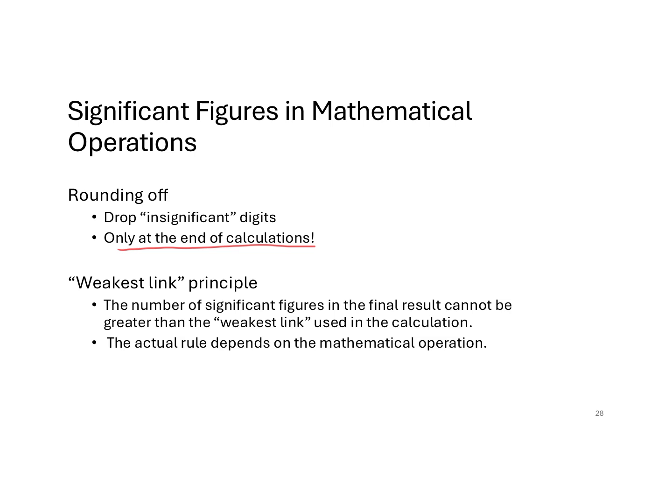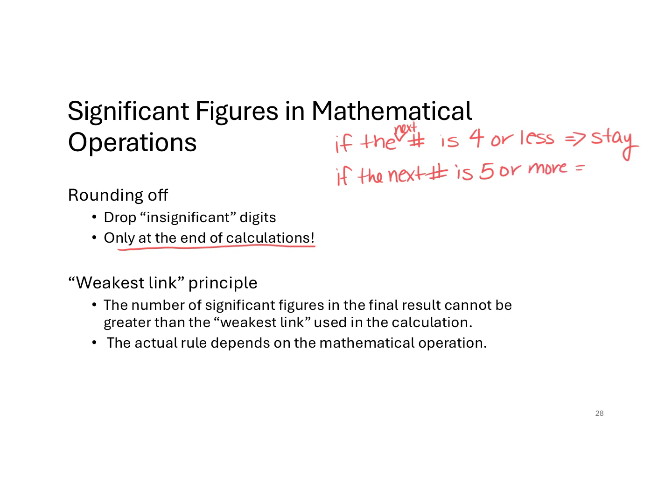So if the next number is 4 or less, you stay. And if the next number is 5 or more, you round up. So let's look at some examples.